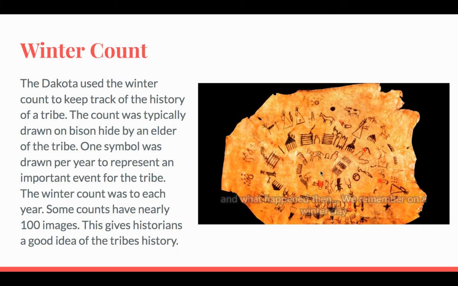Now, some of these symbols on here are quite interesting. I don't think this one has it, but I have seen one where there's a person. Oh, here it is right here. It's a body shape with red dots on it, and that usually meant smallpox. The introduction of smallpox to a tribe usually meant mortality rates, or death rates, of around 50%. So that was obviously a big part of that year.